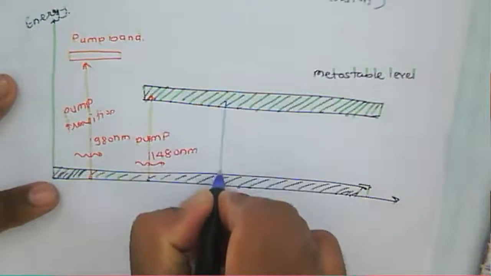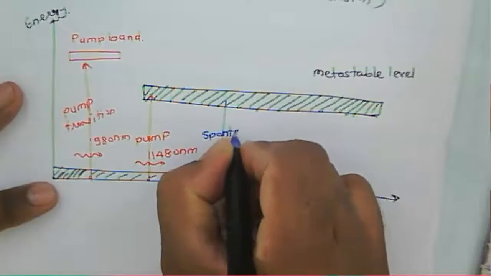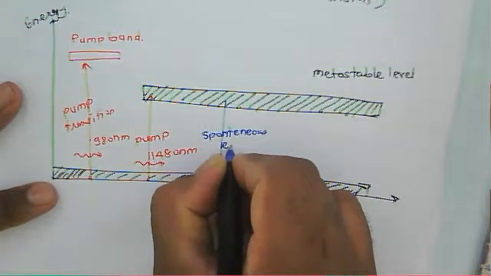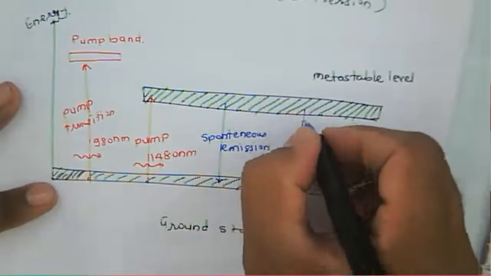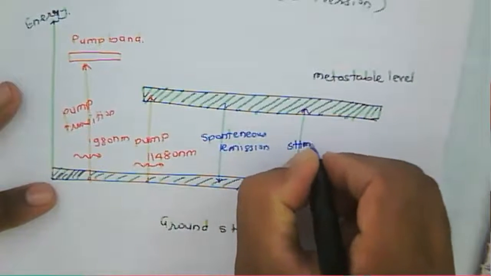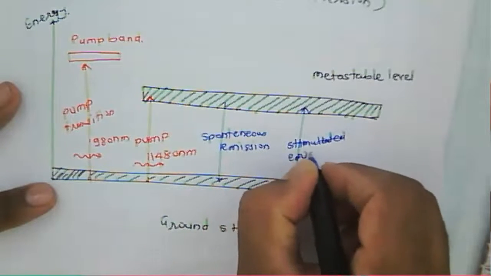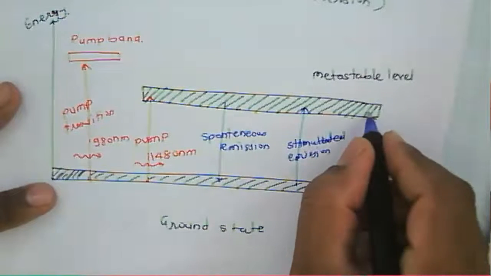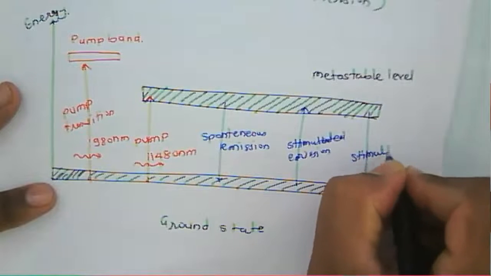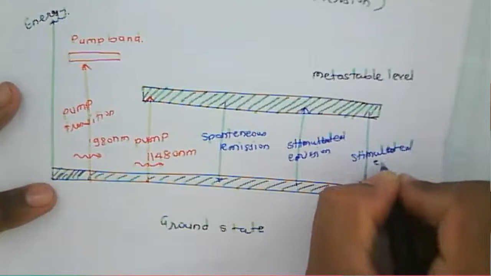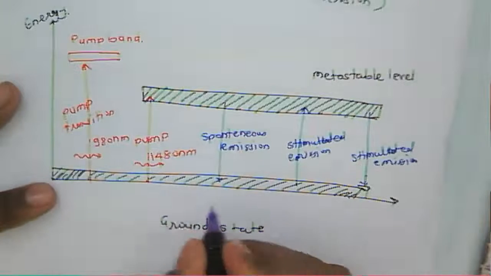Now, this we can say is at different levels there. We can say a spontaneous emission. Then again, another level, we can say, stimulated emission, and then stimulated emission. Now these are all operating at different regions here.